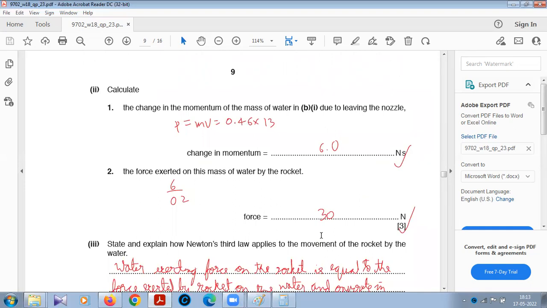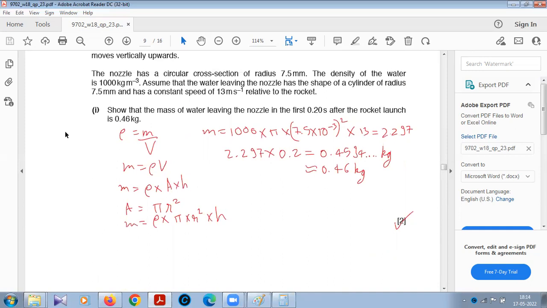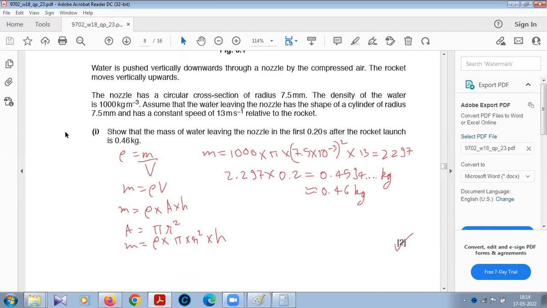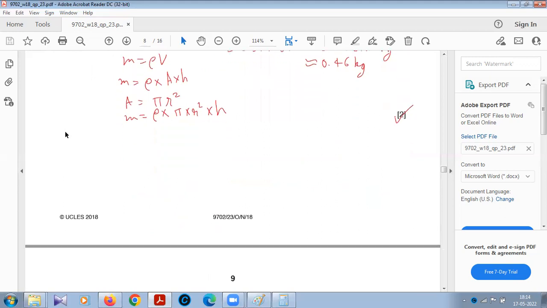Calculate the change in the momentum of the mass of the water due to leaving the nozzle. It has a constant velocity. The momentum is given by mass into velocity, but here velocity is not changing. It is the mass that is changing. This is called a variable mass system. So this is another way in which the momentum can change.